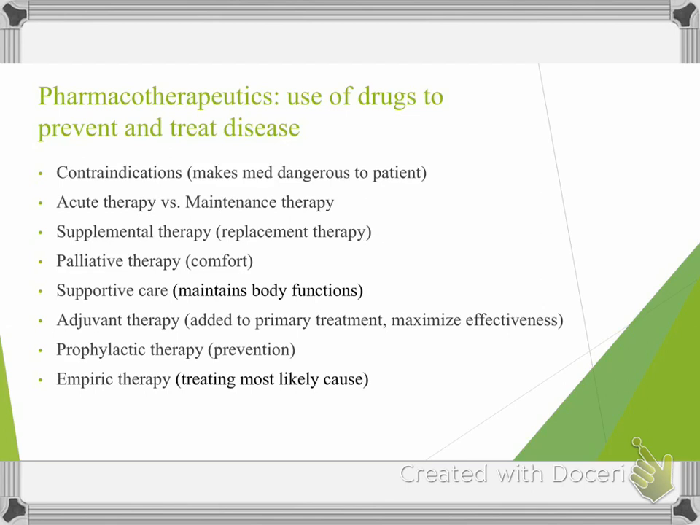The use of drugs to prevent and treat diseases is pharmacotherapeutics. Contraindications means it makes the medication dangerous to the patient, so we wouldn't want to give it. Acute therapy means this is treatment for the illness. And then maintenance therapy is preventative treatment, like oral antibiotic medications before having dental work done or something.